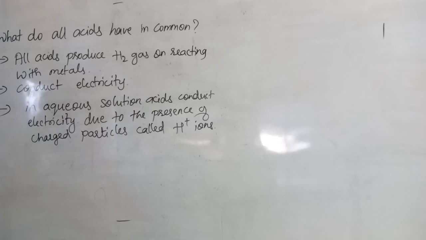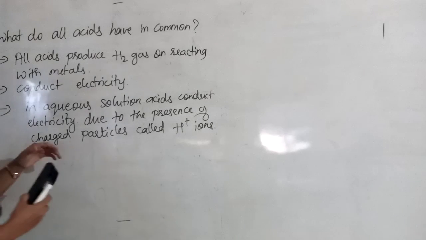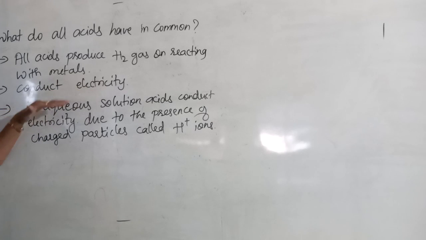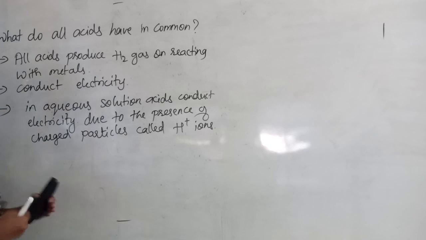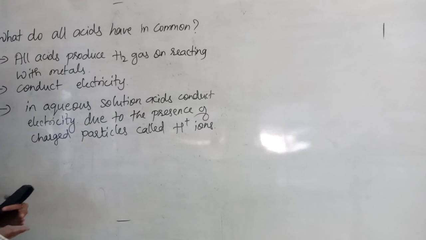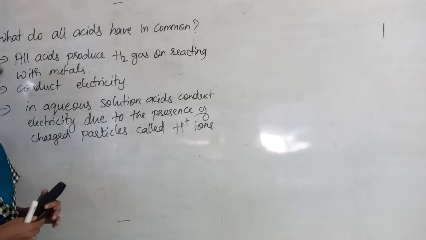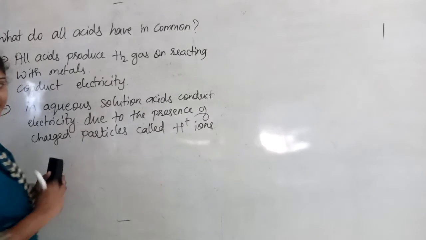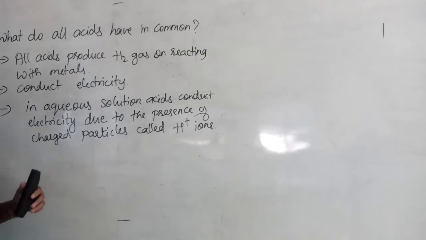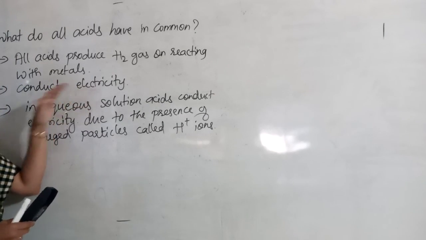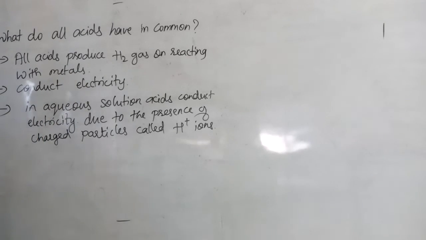So the common characteristic of all the acids is that they dissociate. Almost all these acids are going to dissociate to produce H plus. I told you, if they dissociate in any aqueous solution, water or otherwise, they produce H plus ions. Due to that dissociation of H plus ions, they conduct electricity. These are the common characteristics present in an acid.